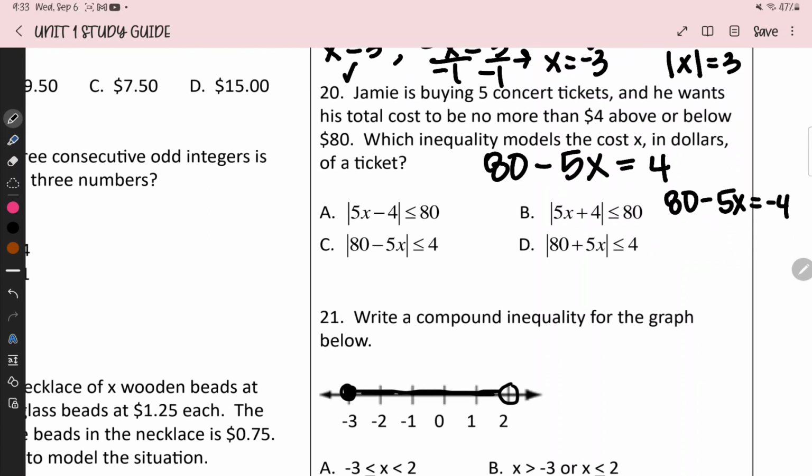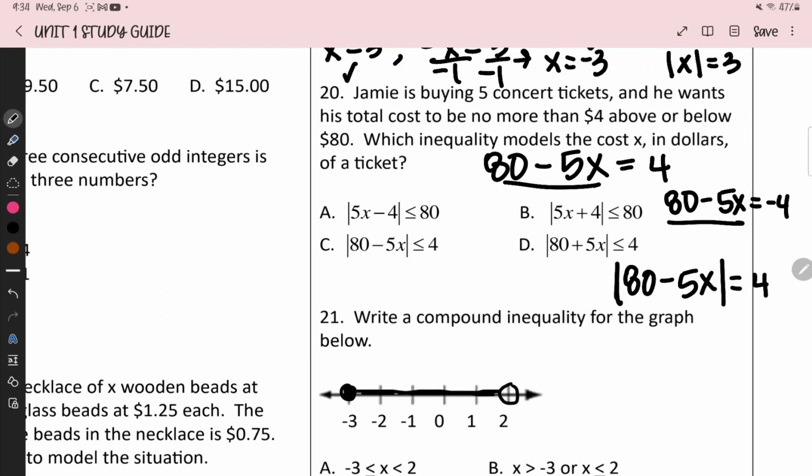Well, the only way that matches, since they said either 4 above or 4 below, is this: instead of having it like this, the one that's going to match the most, where I have 80 minus 5x, I could change that and say 80 minus 5x in absolute value bars, because that'll give me both the 4 and -4.